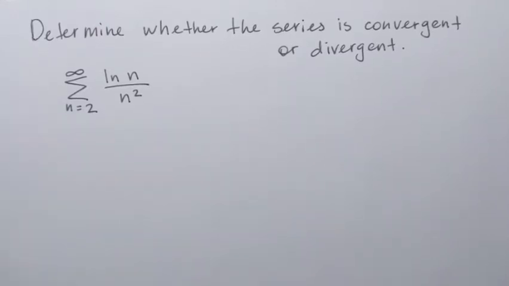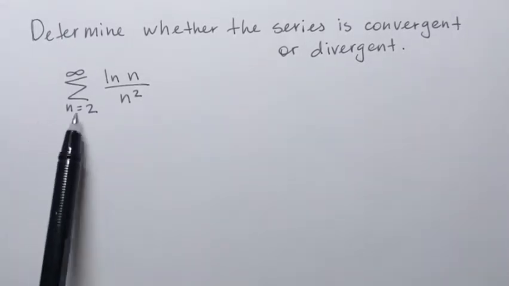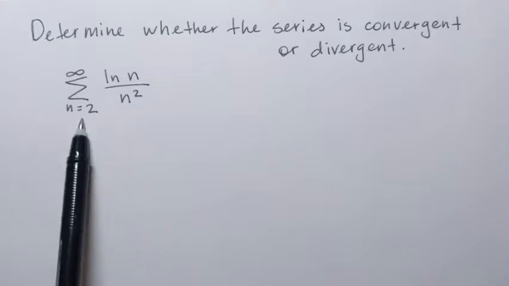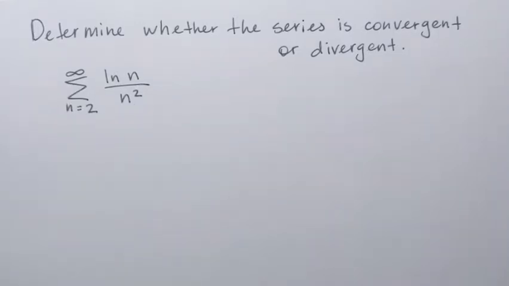In this example, we need to determine whether the series is convergent or divergent, and the series is the following: the series of ln of n over n squared as n goes from 2 to infinity. To determine whether the series is convergent or divergent, we're going to apply the integral test.